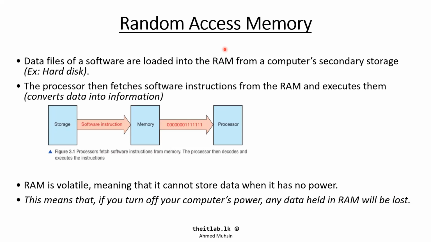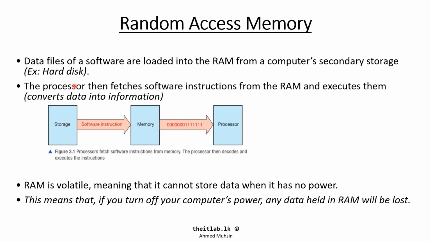So when you request a software to open, you double click on Photoshop, or Google Chrome, or Microsoft Word, any software that you open, the files have to be loaded. At the moment, all the files are in your computer's secondary storage. The moment you open a specific software, the files are taken from your computer's secondary storage and given to your RAM.